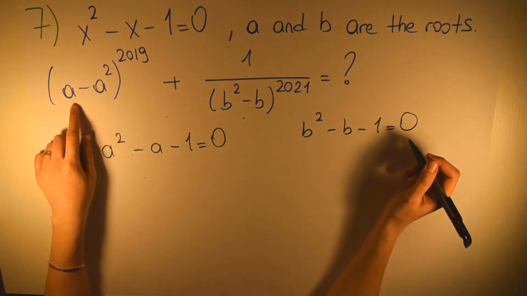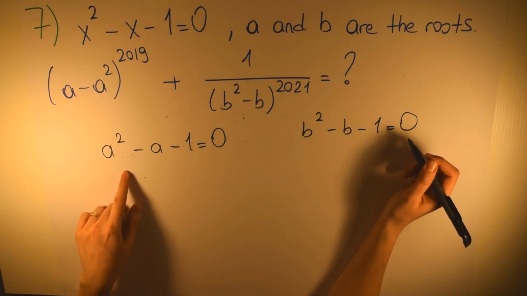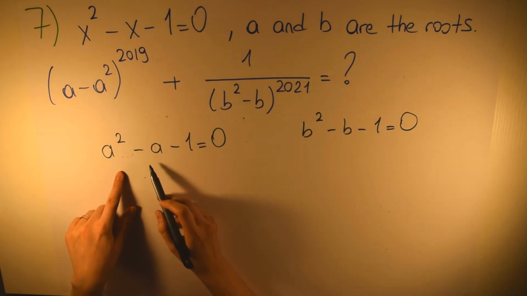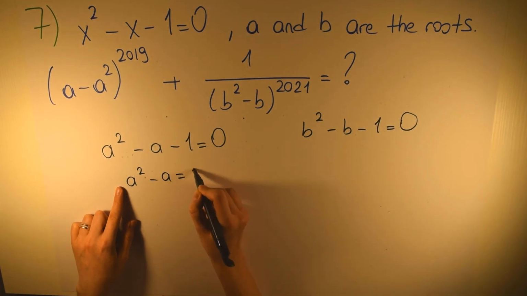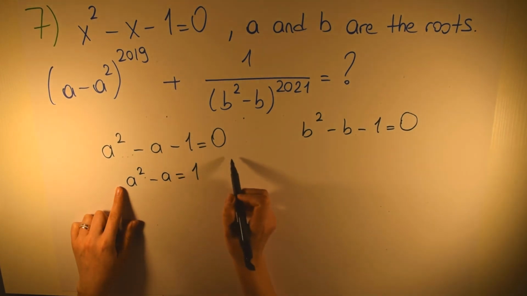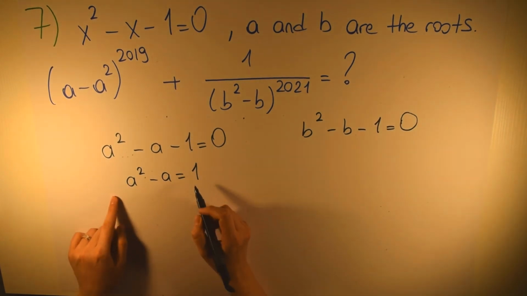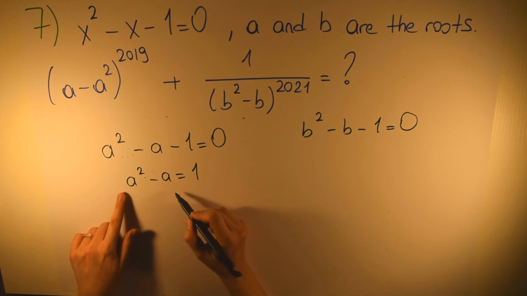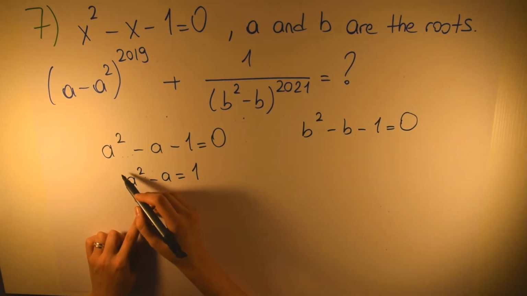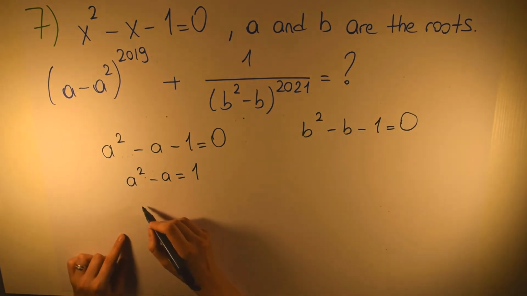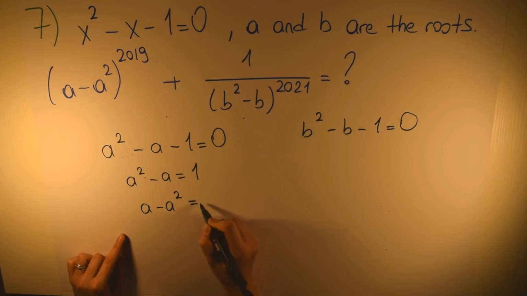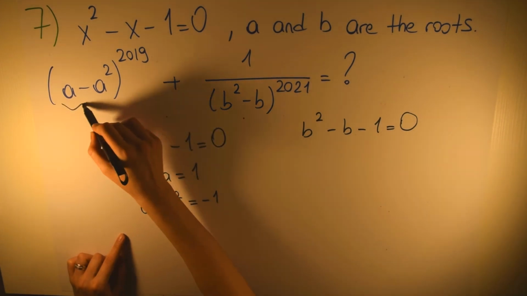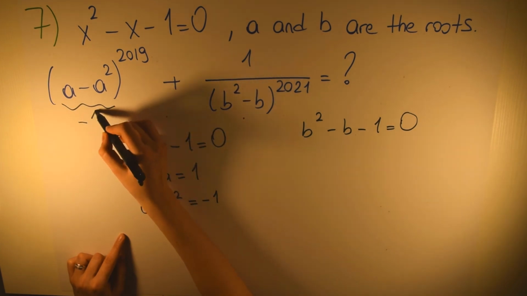Okay. So to find a minus a squared, let's see what we can do here. So here a squared minus a is equal to 1. When I put this minus 1 to the other side, it will become plus 1. So if I multiply this by minus 1, I will get a minus a squared, which is equal to minus 1, right? So this value actually is equal to minus 1.